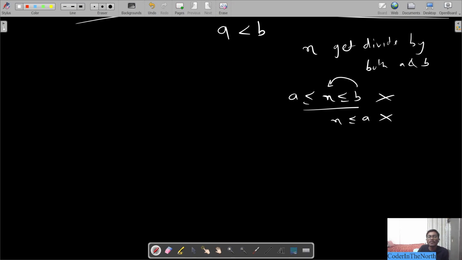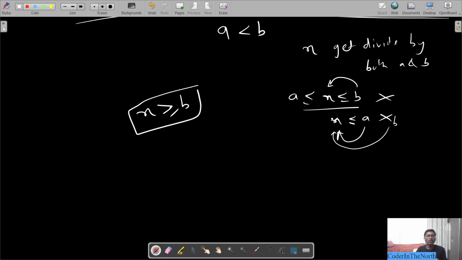Why? Because if X is less than A, A will not divide it, and B also will not divide this number X. So X will always lie in this remaining case.